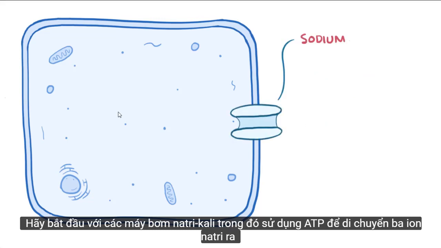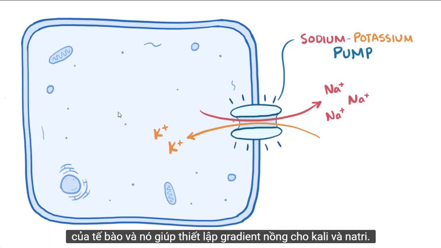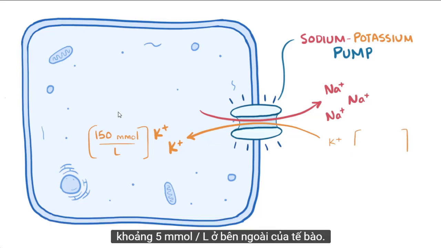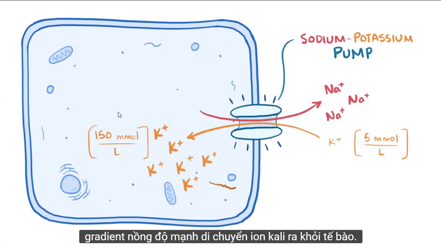Let's start with the sodium-potassium pump, which uses ATP to move 3 sodium ions out of the cell for every 2 potassium ions that it moves into the cell. This is like the workhorse of the cell, and it helps establish the concentration gradient for potassium and sodium. So let's focus on potassium, which has a concentration of 150 millimoles per liter on the inside of the cell, and about 5 millimoles per liter on the outside of the cell. With so much potassium within the cell relative to outside the cell, there'll be a fairly strong concentration gradient moving potassium ions out of the cell.